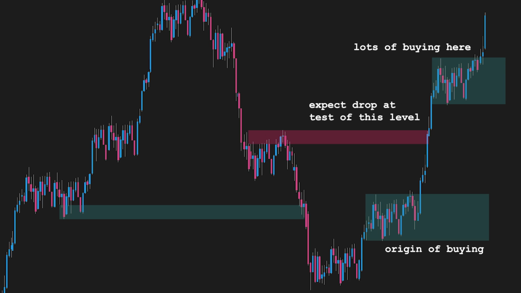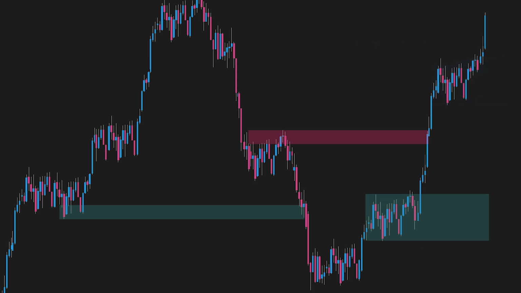So if you've got a continuation, price moves up, consolidates, and then pushes back up again, you would expect the most recent demand zone, i.e.